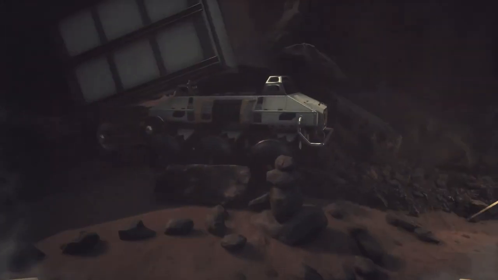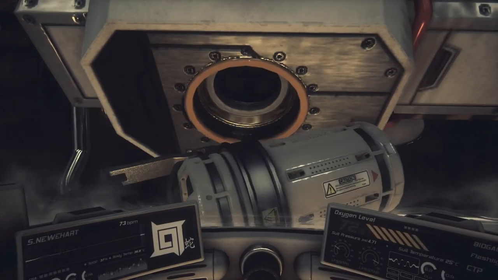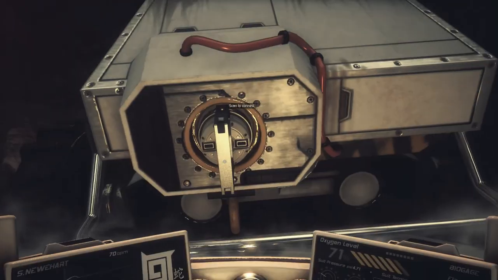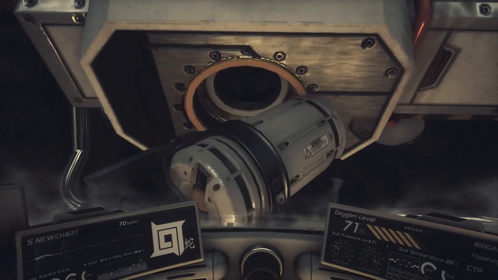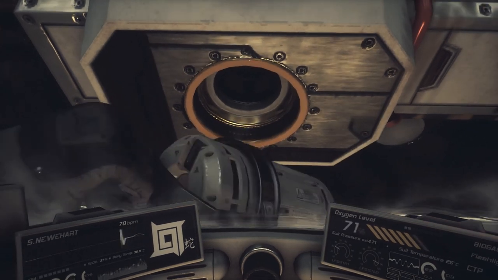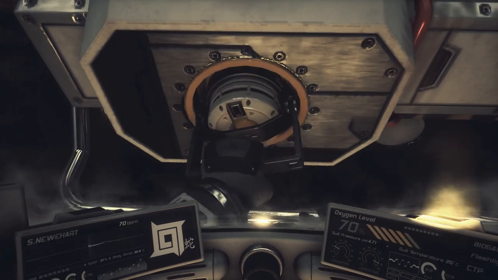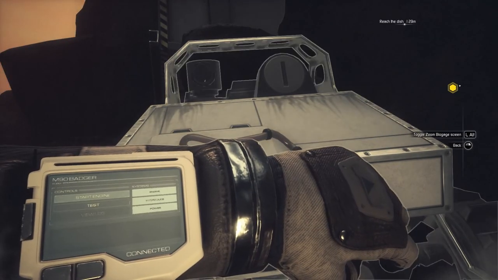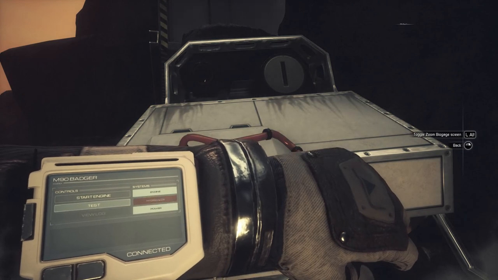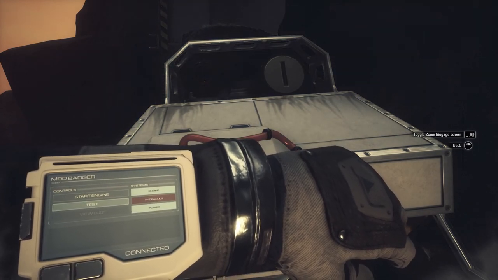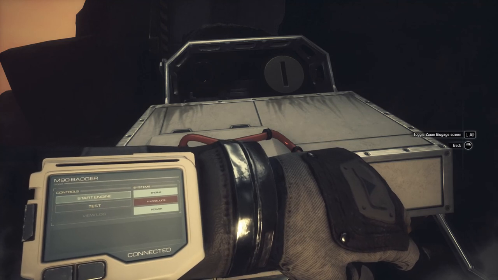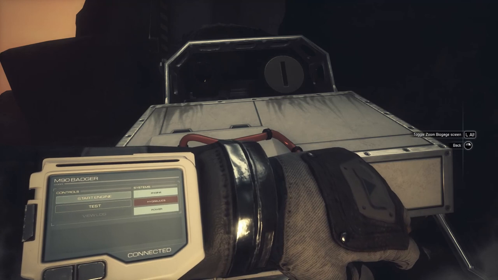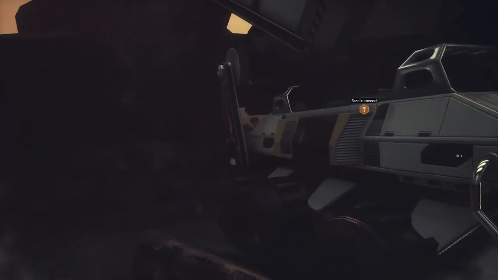Okay, so let's power up this. And then connect. Frick, why are you doing this? Connect this. Hydraulics are broken, but let's start the engine anyway, unless I can't, because the hydraulics are broken. So let's inspect this.